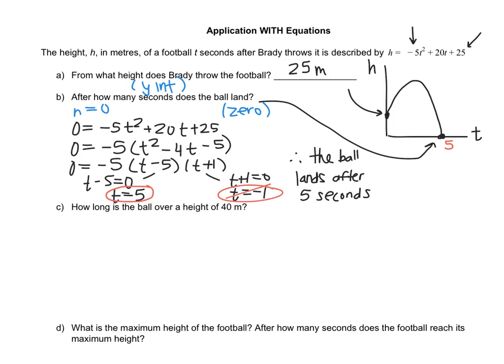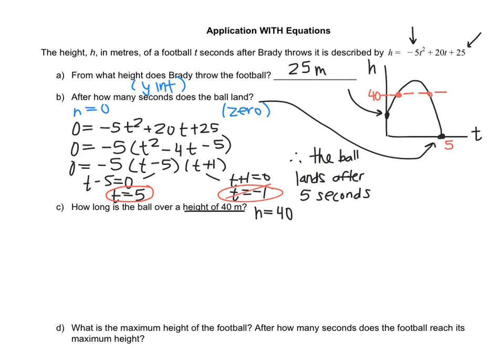Okay, how long is the ball over a height of 40 meters? A height of 40 meters means h equals 40. So we're going to set our equation equal to 40, and then again, we have a quadratic equation we have to solve. Now, visually, let's say 40 meters is right here. If I draw a dotted line, I can see that there are 2 points when the height is 40, but I want to know how long the ball is above 40. So we'll deal with that in a bit.